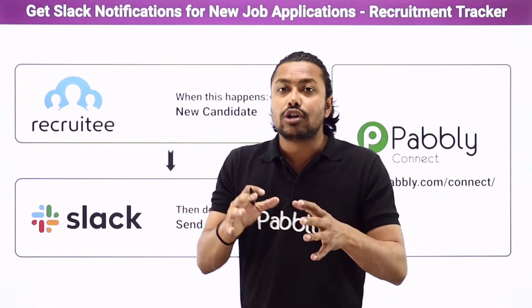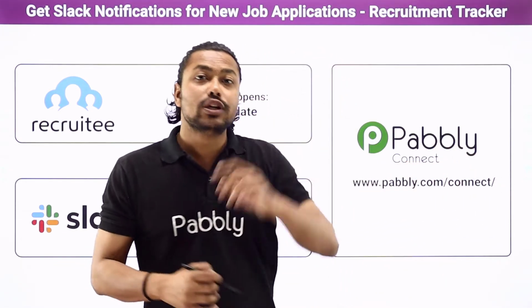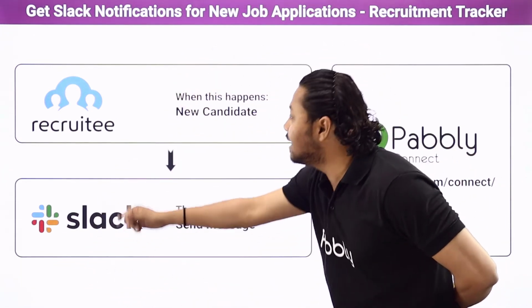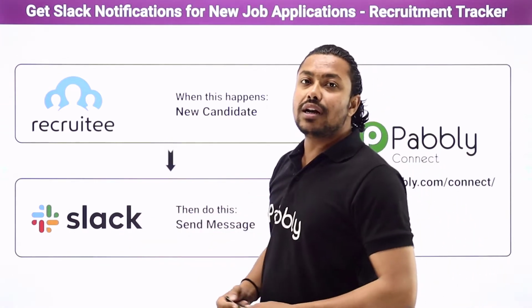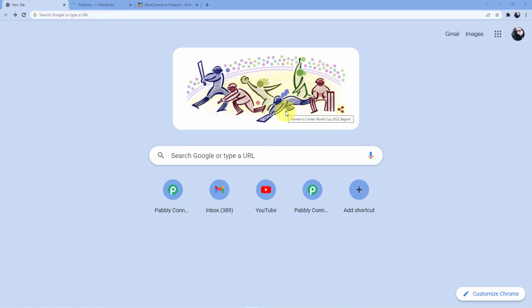Now, to do this automation, we are going to use an integration and automation service, Pabbly Connect, which will help us connect Recruitee and Slack together. Now, if you want to learn how to do this automation, you have to come with me to the screen. And we are now on our screen.